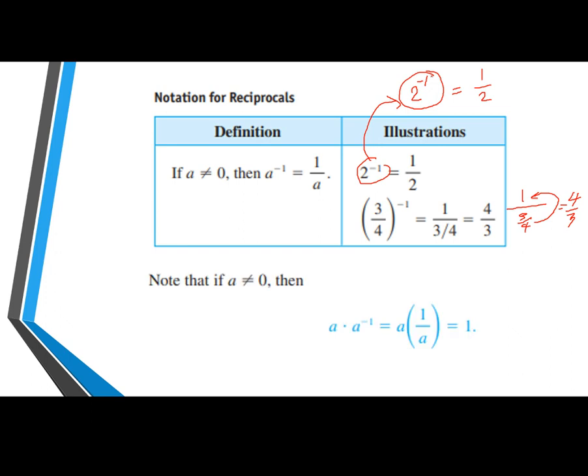Note that if A is not equal to 0, then A times A to the negative 1 is equal to A times, because of the negative, a denominator, 1 over A. Then, cancel. Then this is just equal to 1. Okay.